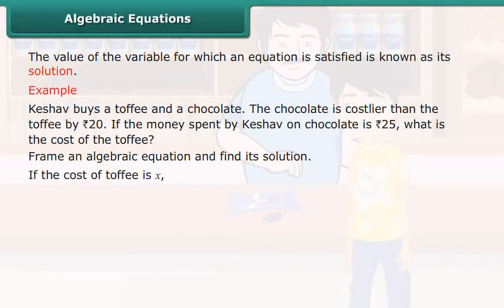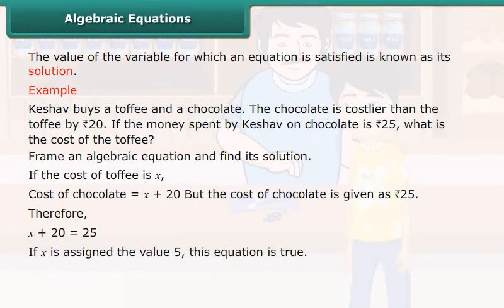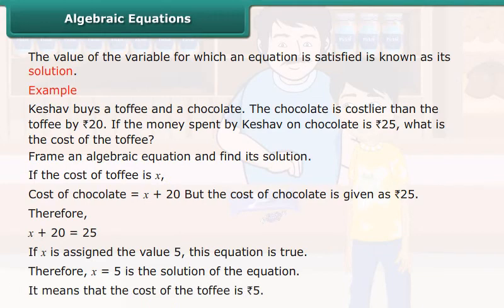If the cost of toffee is x, the cost of chocolate is equal to x plus 20, but the cost of chocolate is given as 25 rupees. Therefore, x plus 20 is equal to 25. This equation is true if x is assigned the value 5. x is equal to 5 is the solution of the equation. It means that the cost of the toffee is 5 rupees.